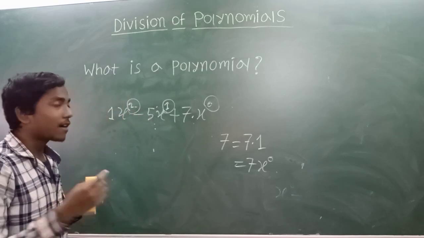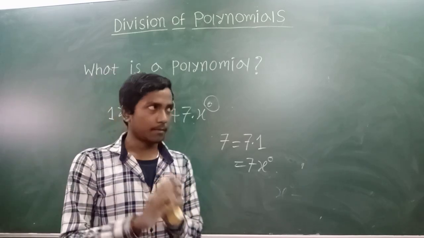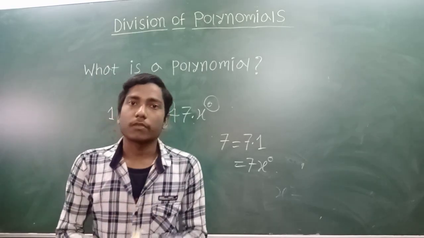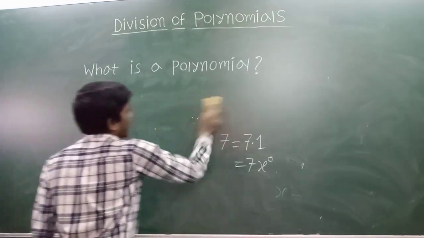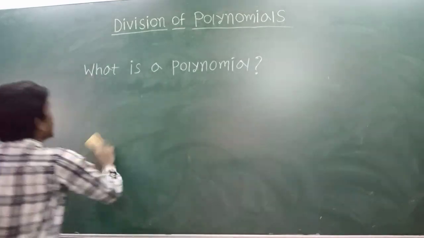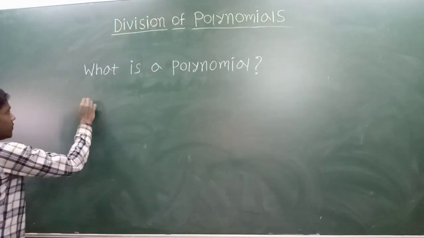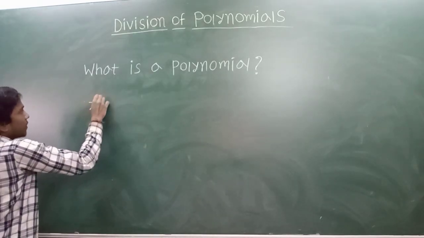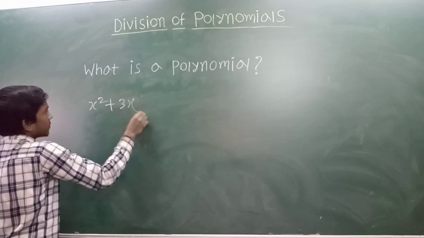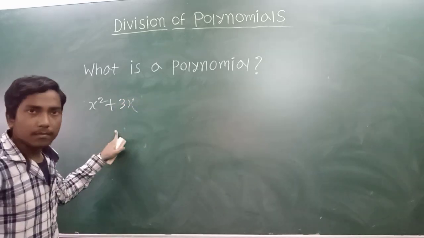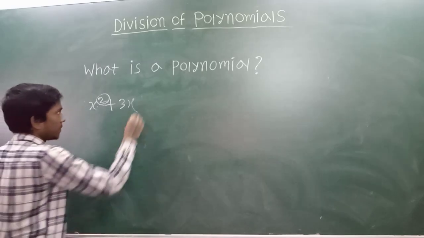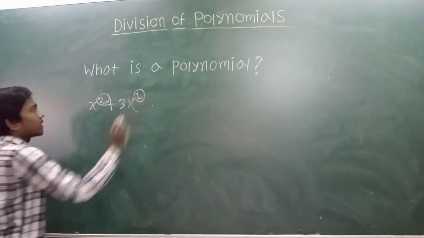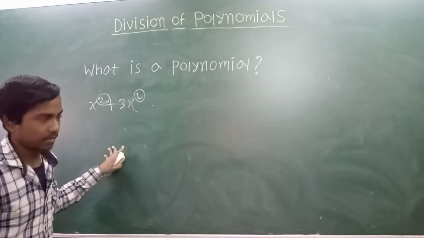Okay students. Now I will give you some examples of algebraic expressions and you have to check whether it is a polynomial or not. Okay. So example 1, x squared plus 3x. Is this a polynomial? Let's take the power. Here the power of x is 2. 2 is a whole number. The power of x is 1. 1 is a whole number. So this is a polynomial in x.